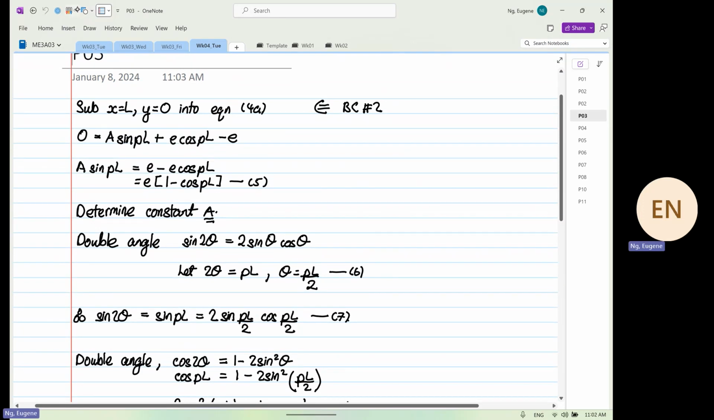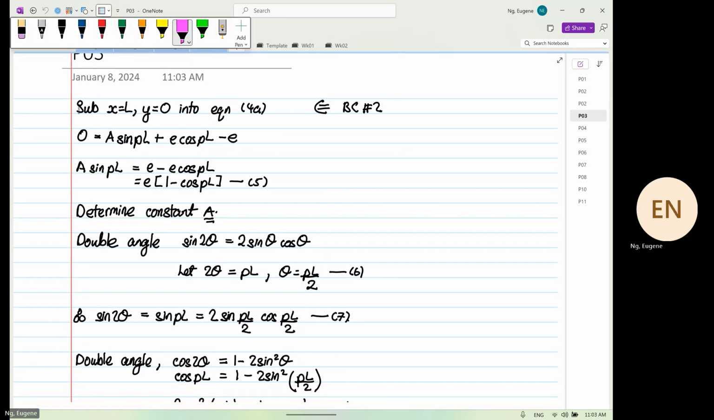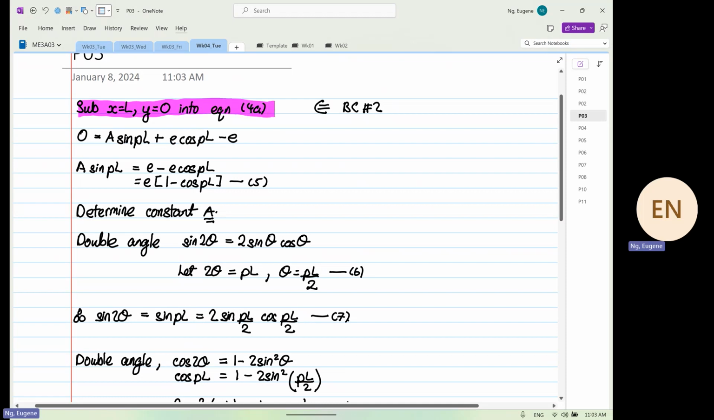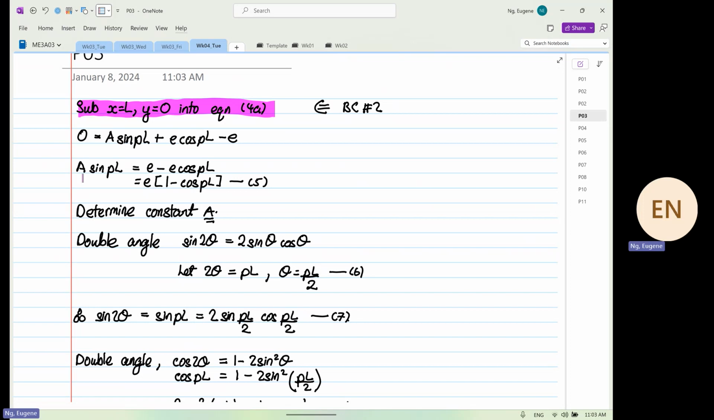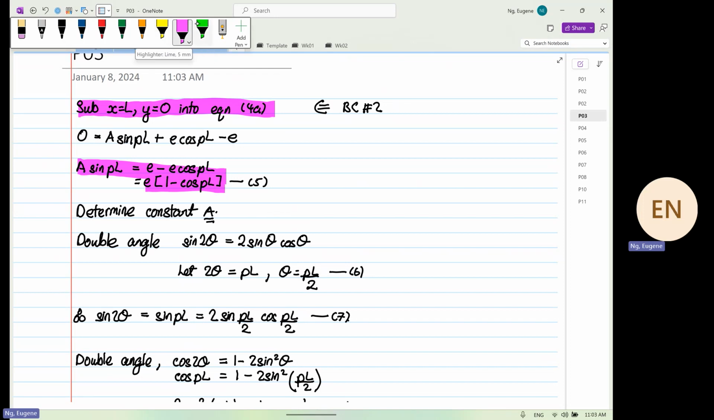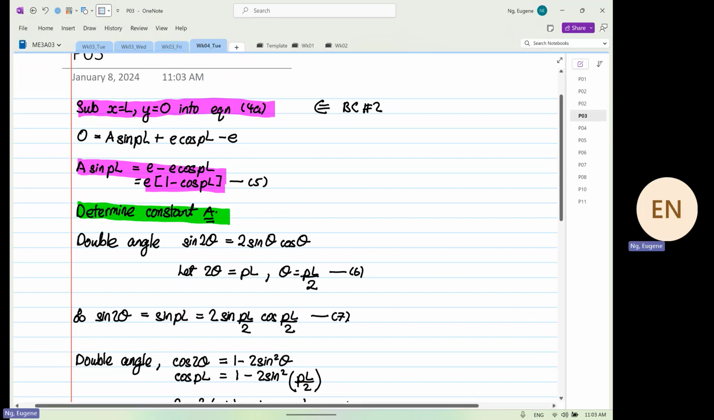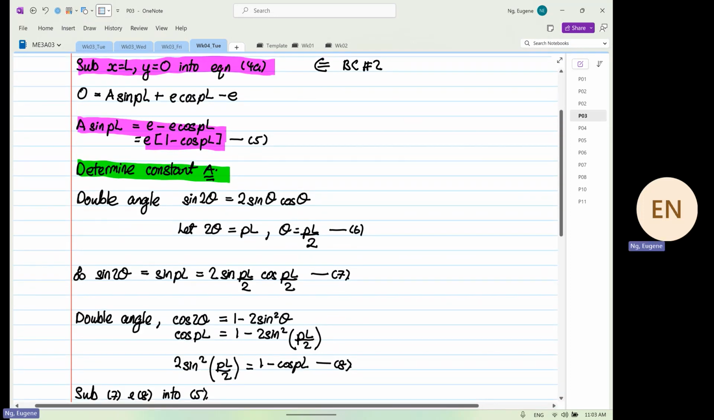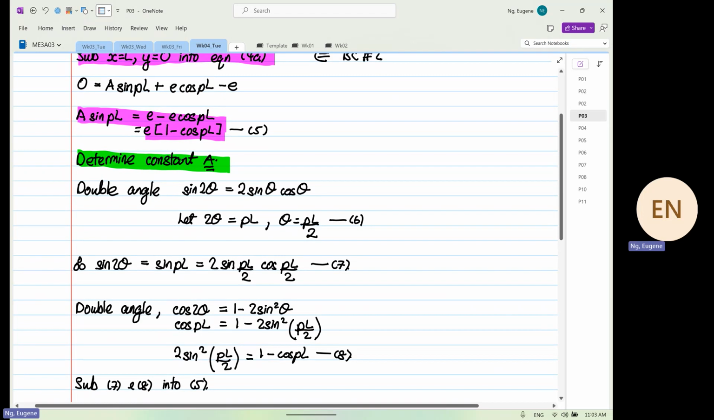Then from here, we use our second boundary condition, and then we have this relationship. From here, we determine the constant A, right? So we want to find constant A. I'm not a genius. I did not figure this out. I read the textbook, okay? So they say use double angle.